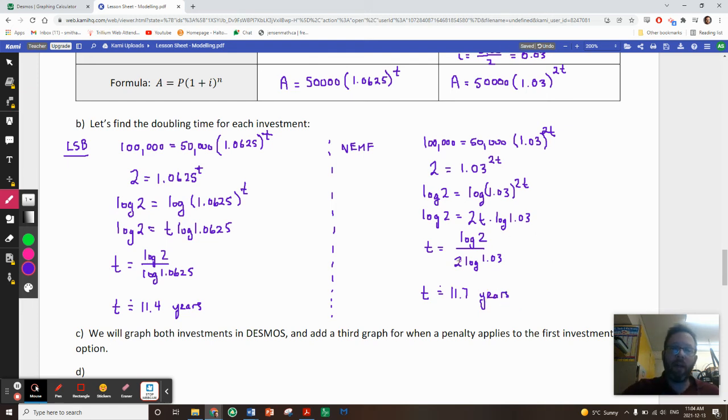All right. Now that doesn't necessarily make one investment better than the other in terms of purely how long it takes to grow. Yeah, the first one takes longer to grow. But again, remember, there was a penalty for withdrawing early.